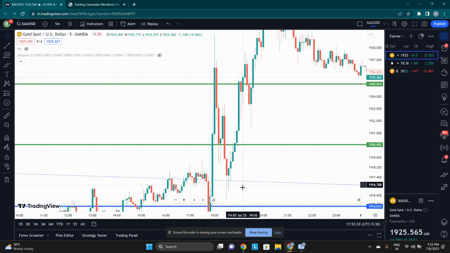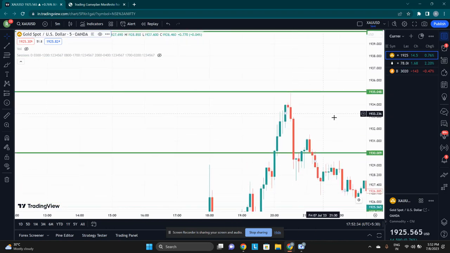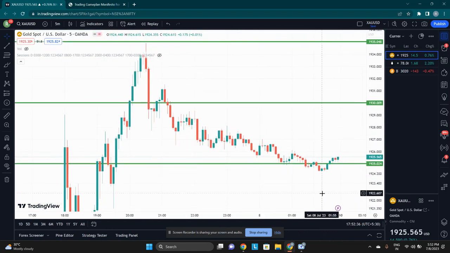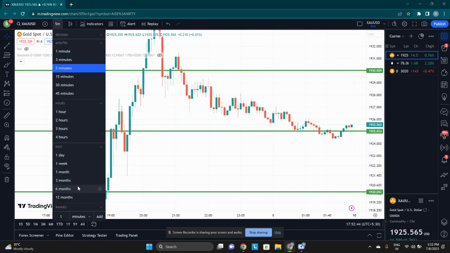From there it gave a pullback to almost again the 1915 level, and then gold again went up till 1935, and again a sell off came, and now gold is around like 1925. So now what can we do for tomorrow? Before we go for tomorrow, we will check the monthly and weekly charts as well, since it's the start of a new week.